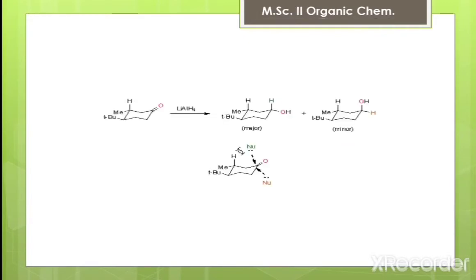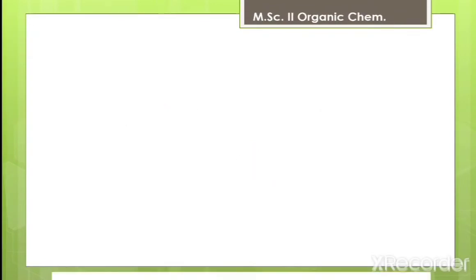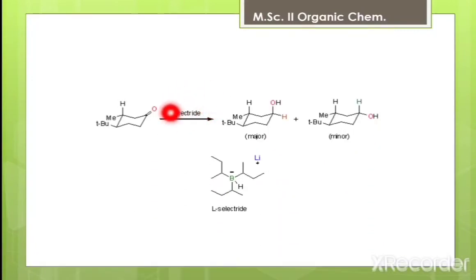That means in the previous slide, lithium aluminum hydride is a small reducing agent. We have to remember that a small reducing agent always attacks from the axial direction and puts the hydroxyl group at the equatorial position. And here L-Selectride is a large reducing agent. Because of its bulkiness, it attacks from the equatorial direction, and this is the structure of L-Selectride. It has bulky groups, therefore it attacks from the equatorial direction and puts the hydroxyl group at the axial position.